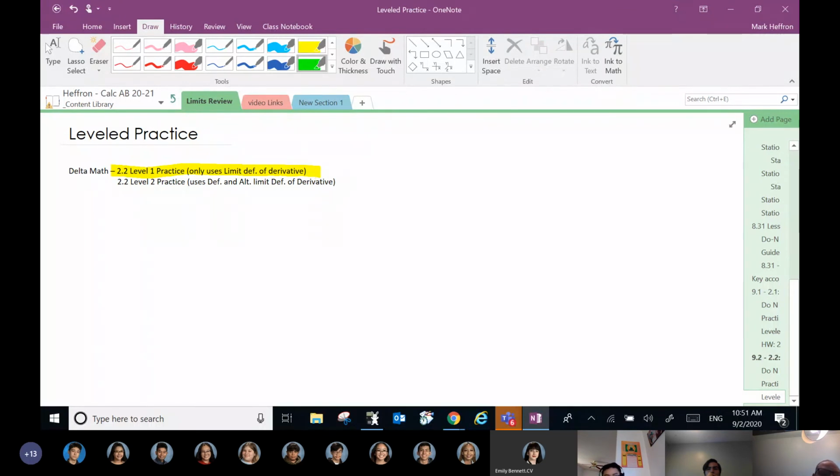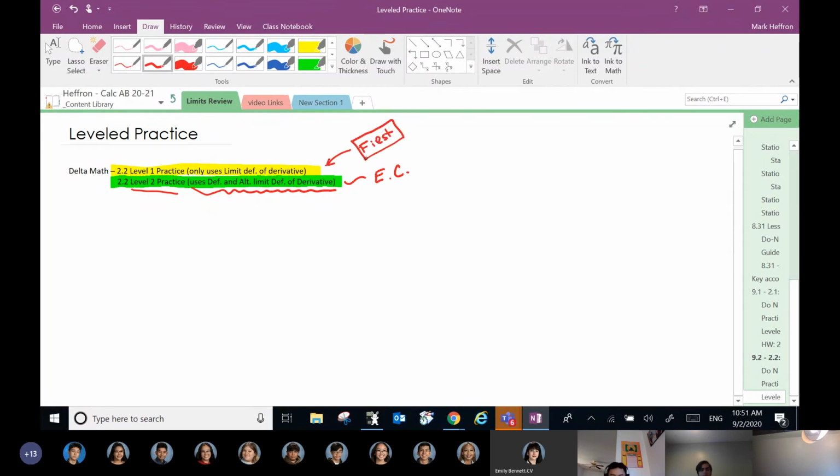However, if there are some folks that really pick things up fast, from the video, there was the alternate limit definition. Level 2 uses that, and we haven't really discussed that in class yet. So this second one would be for extra credit, but don't do it until you've mastered the first one. So your only homework tonight, no video to watch, is this Delta Math 2.2 practice. I'll put that in Google Classroom and on your student page to be consistent. But you'll do it by going into Delta Math and choosing 2.2 level 1 practice.